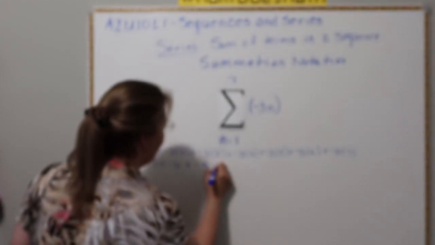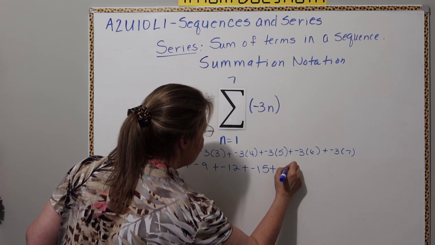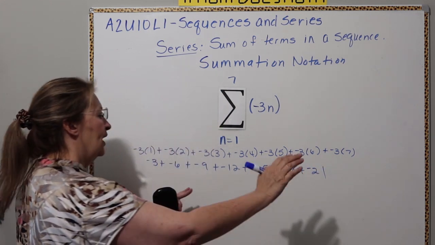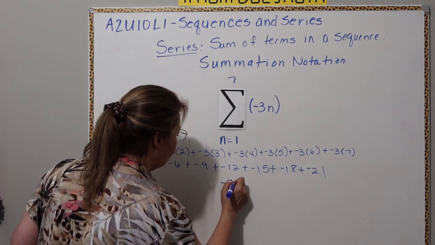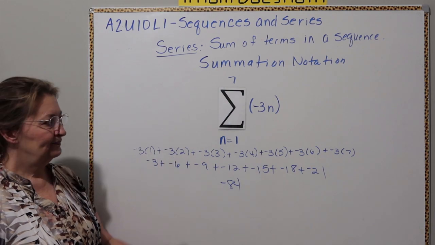So let's get the values. -3 plus -6 plus -9 plus -12 plus -15 plus -18 plus -21. If you add all those up, you will get -84. Okay, that's all there is.